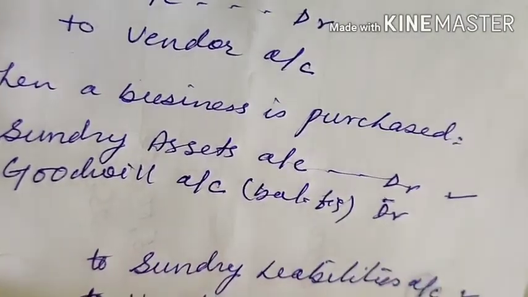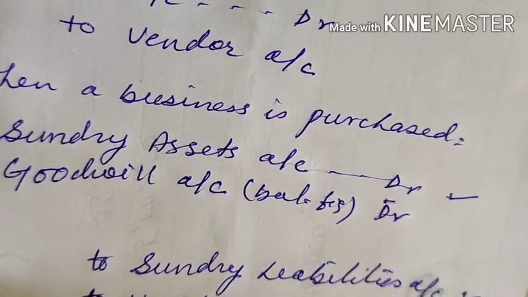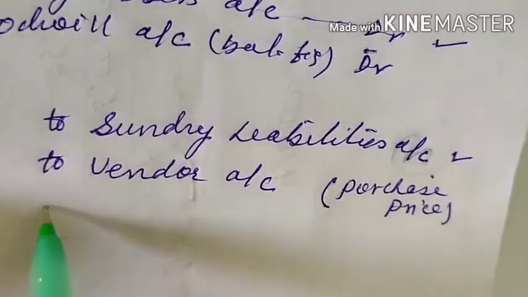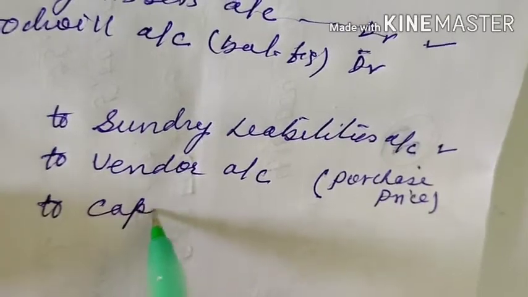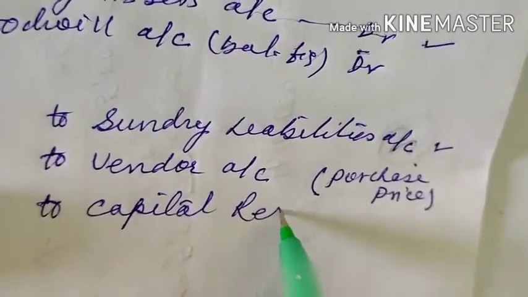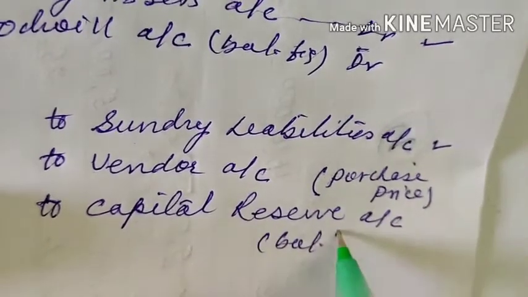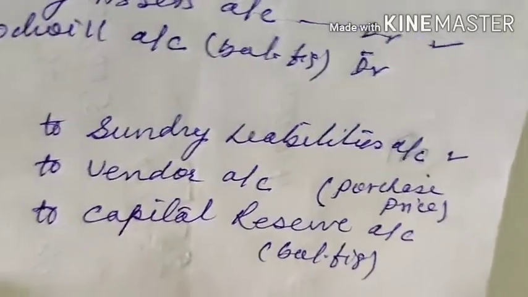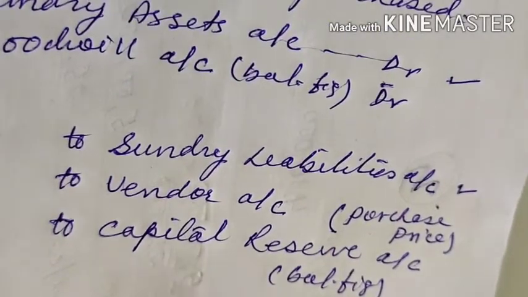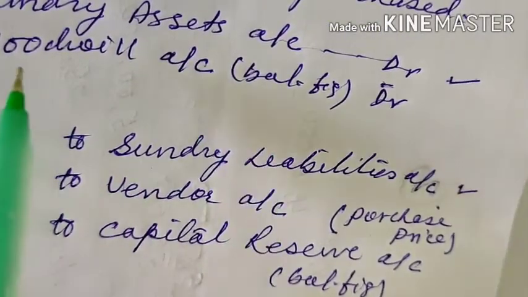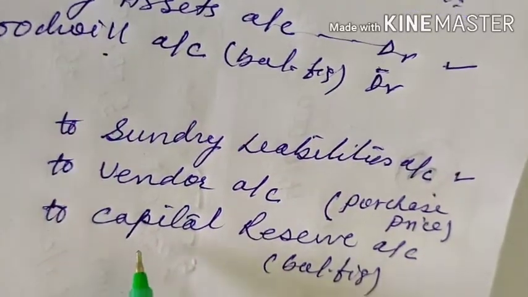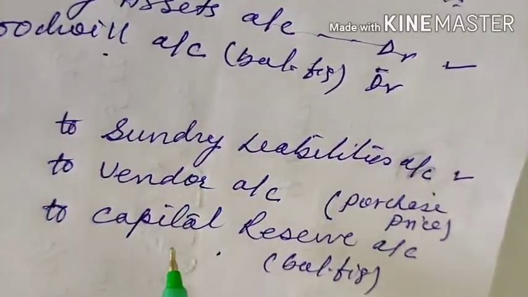Your balancing amount will be your goodwill account. This will be debit. And if your credit side total is less, then you will have the balancing figure on the credit side, and this balancing figure will be written as to capital reserve account. This is also your balancing figure. So in this journal, we will have only one balancing figure. Either goodwill will come or the capital reserve will come, depending on which side you find the difference amount.